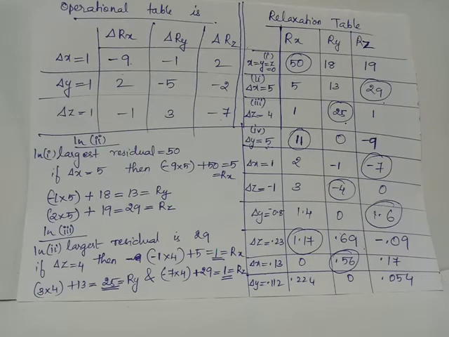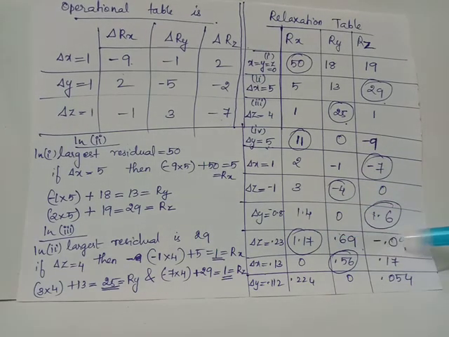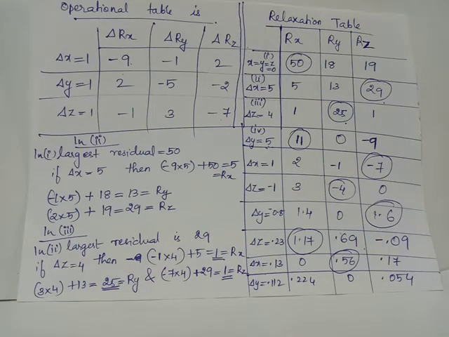If you take delta x equals 1.17 divided by 9, we have delta x equals 0.13. When 0.13 is multiplied to every entry in the first row of operational table and added to previous values of residuals, we will have Rx equals 0.13 into minus 9 plus 1.17 which equals approximately 0. Ry equals 0.13 into minus 1 plus 0.69 which equals 0.56. Rz equals 0.13 into 2 plus minus 0.09 which equals 0.17. From here we have 0.56 is the largest value.